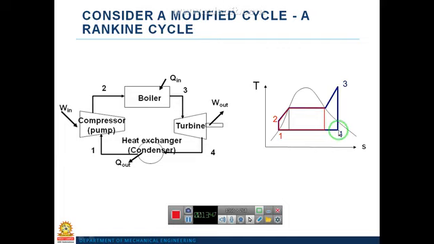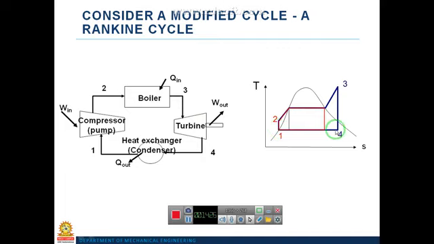Again, from point 4 to point 1. If you observe, from 3 to 4 in the turbine, the superheated steam is expanding from boiler pressure to the condenser pressure. Again, 4 to 1 is the condenser. Point 4 is the inlet of the condenser or exit of the turbine. From point 4 to point 1, heat is getting rejected to the cooling water.